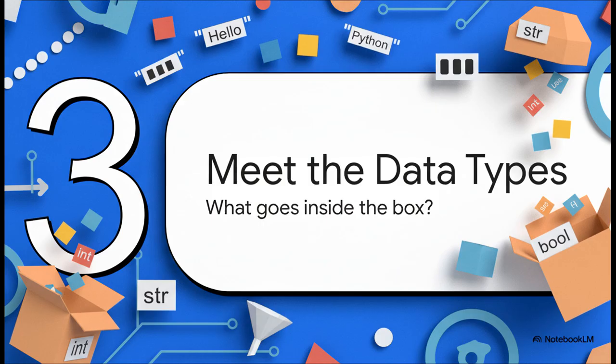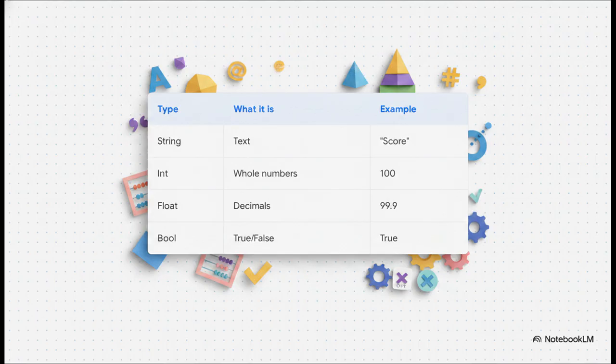Section 3. Meet the data types. What actually goes inside the box? All right, so we've got our labeled boxes, but here's the thing. Python is actually pretty strict. It needs to know exactly what kind of item you are dropping into each one of those boxes. And this brilliantly illustrates the cast of characters you'll be working with.